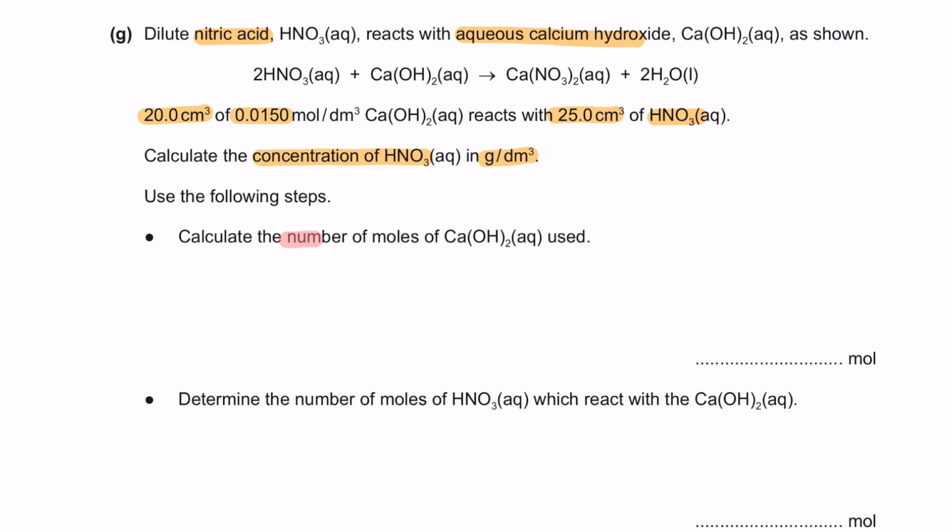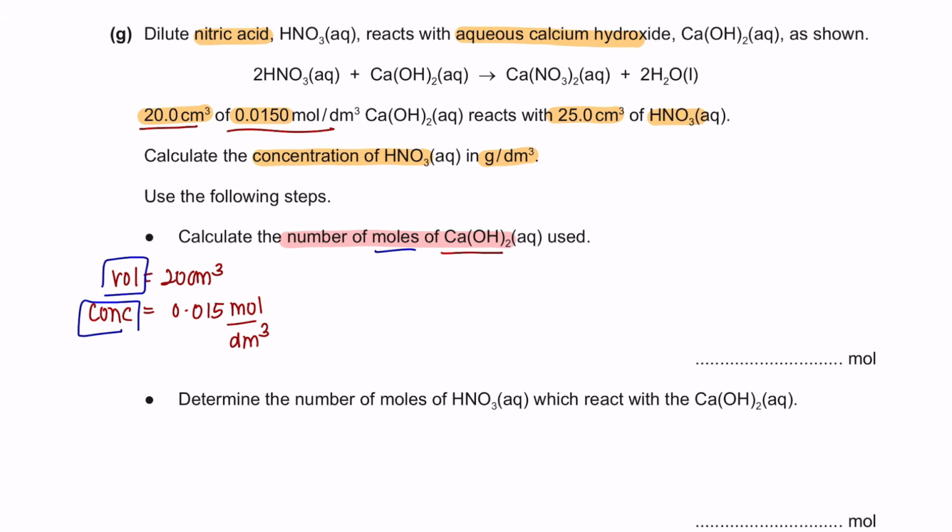The first step is to calculate the number of moles for calcium hydroxide. The information that we have for calcium hydroxide is that the volume given is 20 cm cubed and the concentration is 0.015. To find moles, when you have volume and concentration, you can use the formula moles equals volume times concentration. Given that the volume has to be converted into dm cubed because the concentration is also in dm cubed.